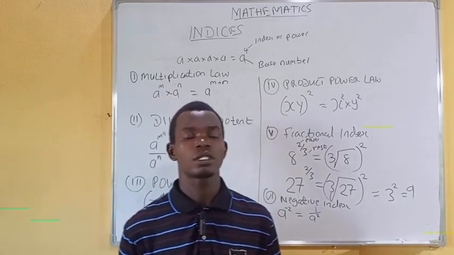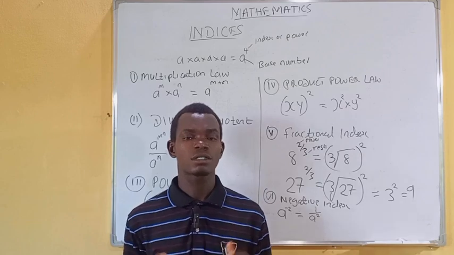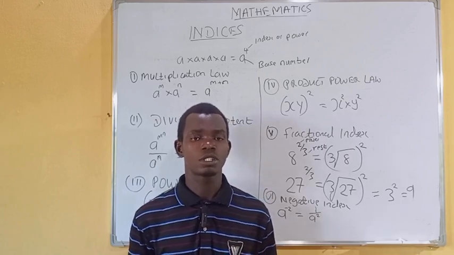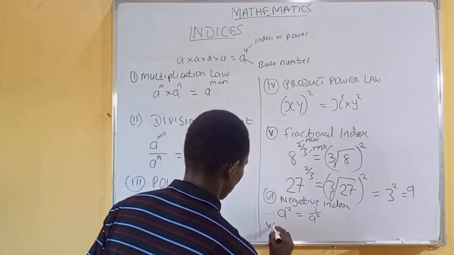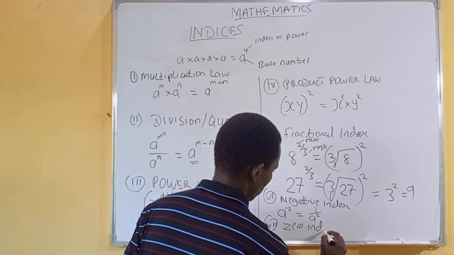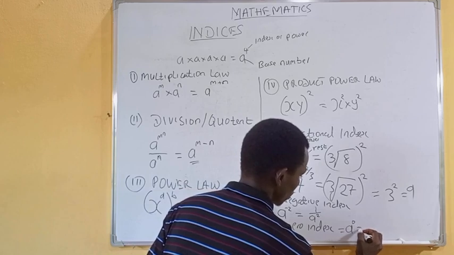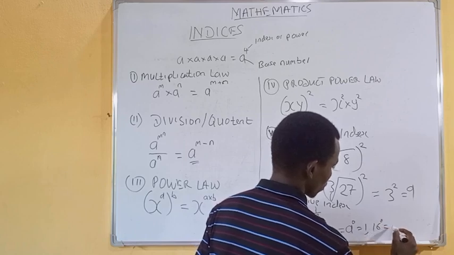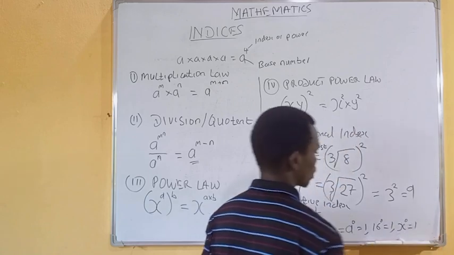And the last one is zero index. In zero index, any base number that is raised to power 0 is equals to 1. It can be an alphabet or a number, it is equals to 1. We have the 7th law, which is zero index. The number, let's say a raised to power 0 is equals to 1, or 16 raised to power 0 is equals to 1, or s raised to power 0 is equals to 1.